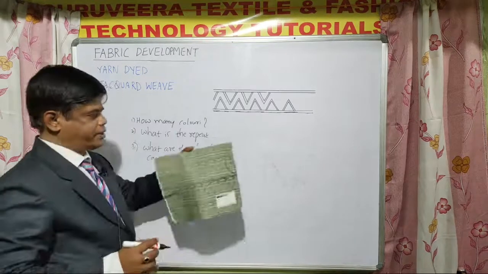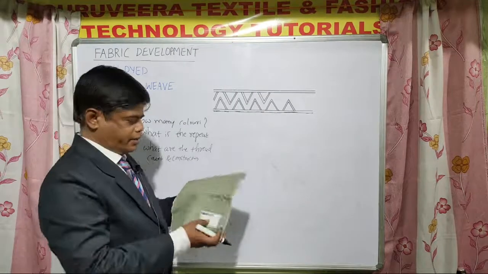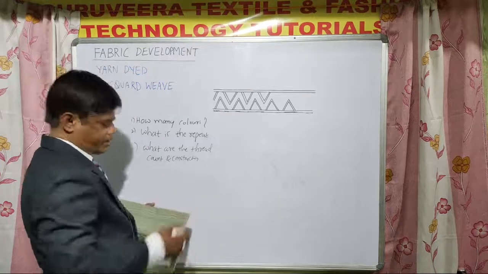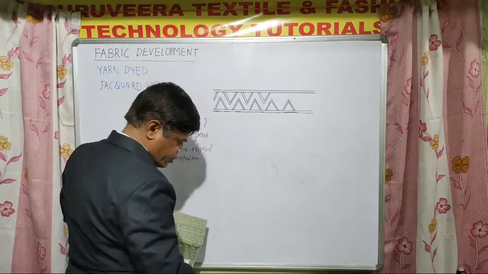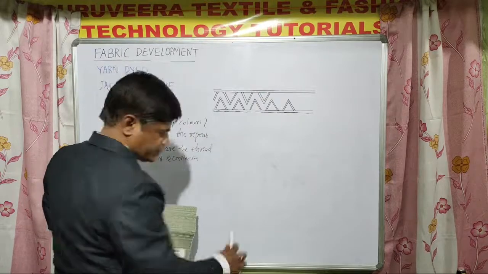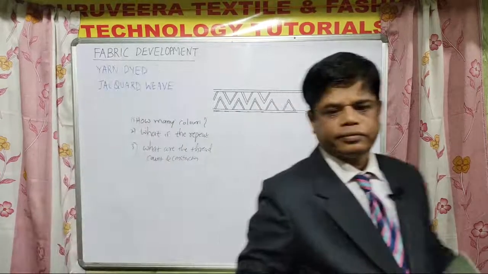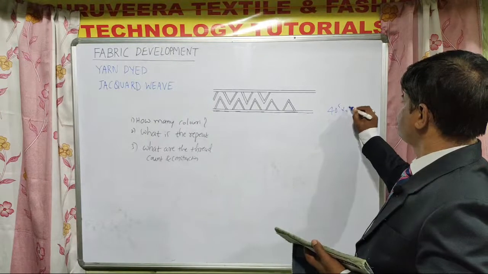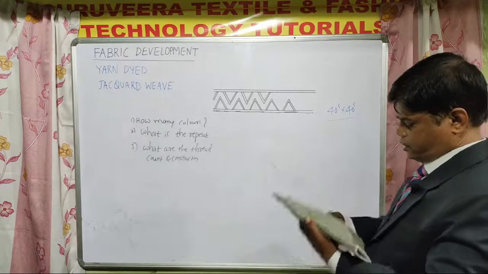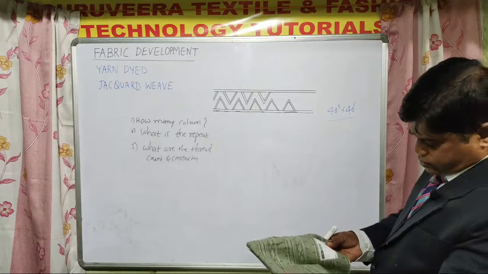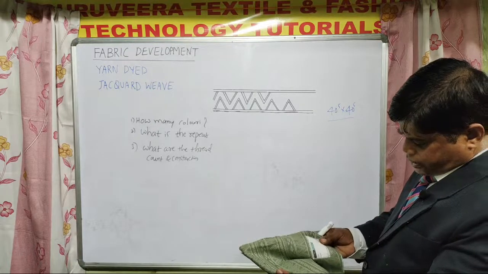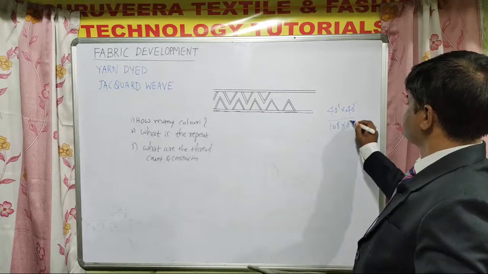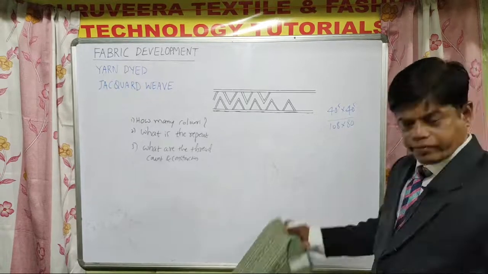See, for this fabric, I am declaring here, this fabric construction is of 40s, 40s, 108, 80. I am writing here, friends. 40s, 40s. Okay. 108, 80. See, what is this 108, 80?